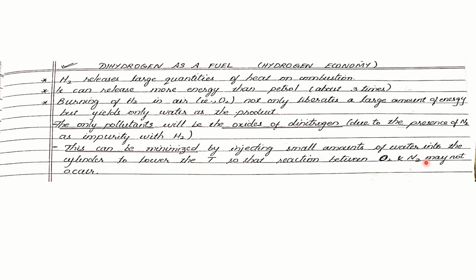So how can we minimize the formation of dinitrogen oxides as pollutants when hydrogen is burnt in air? We can inject small amounts of water into the cylinder in which the hydrogen is stored in order to lower the temperature of the cylinder so that the reaction between oxygen and nitrogen may not occur, and only the reaction between hydrogen and oxygen might occur.